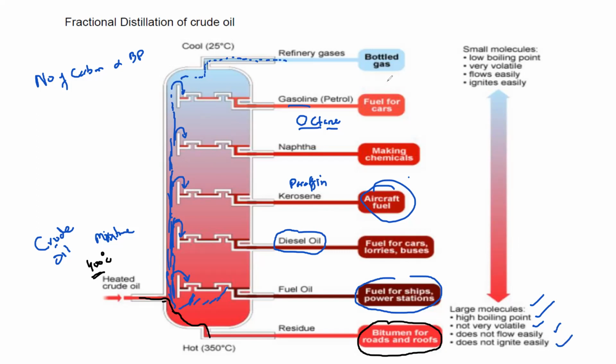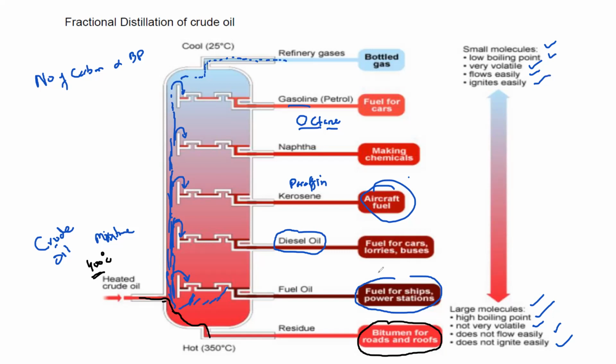But when we check the fractions which we obtain at the top, there are small molecules, so they will have a low boiling point, and boiling point and volatility are inverse. If the boiling point is higher, then volatility will be lower. If the boiling point is lower, then volatility will be higher. And they can flow easily because few carbon atoms are there.